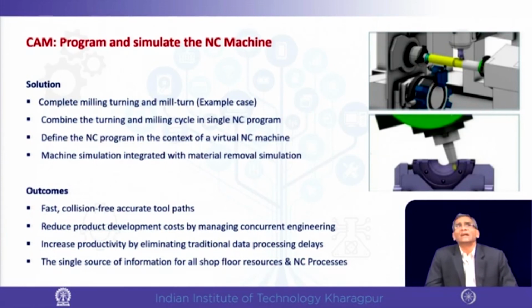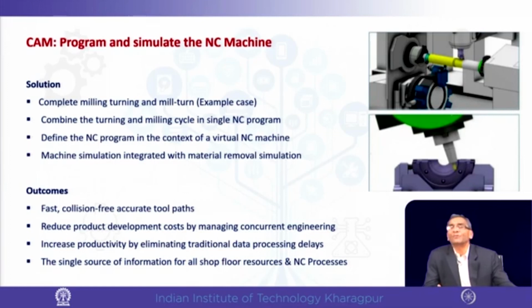So, here you can see a complete mill turning example case, combining the two processes, defining the NC program in the context of NC machine simulation, and integrated with material removal simulation. So, this is actually to give command and get it done, so that we can test that fast, collision-free, accurate tool paths that it can move. So, everything is planned. So, no late changes will occur. Reduce product development costs by making concurrent engineering, because when the designer is designing, one can test whether clashing or collision will happen during manufacturing.